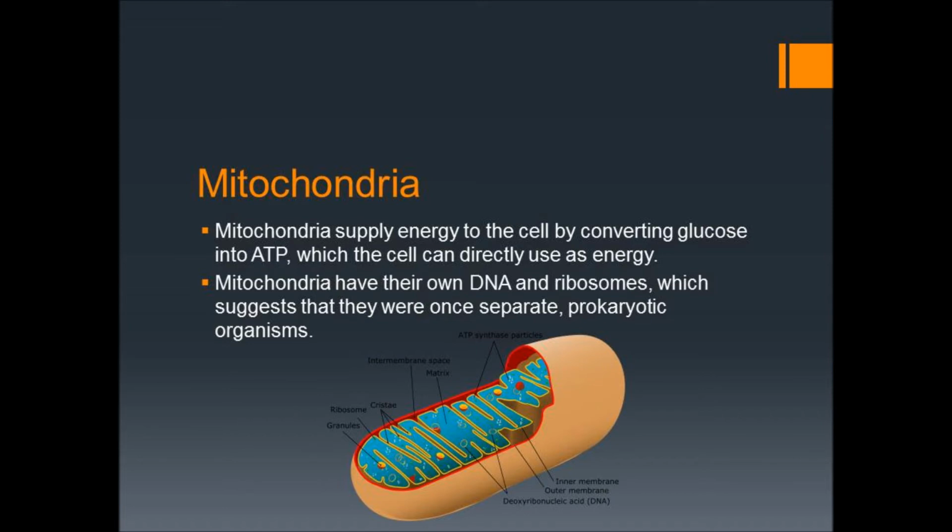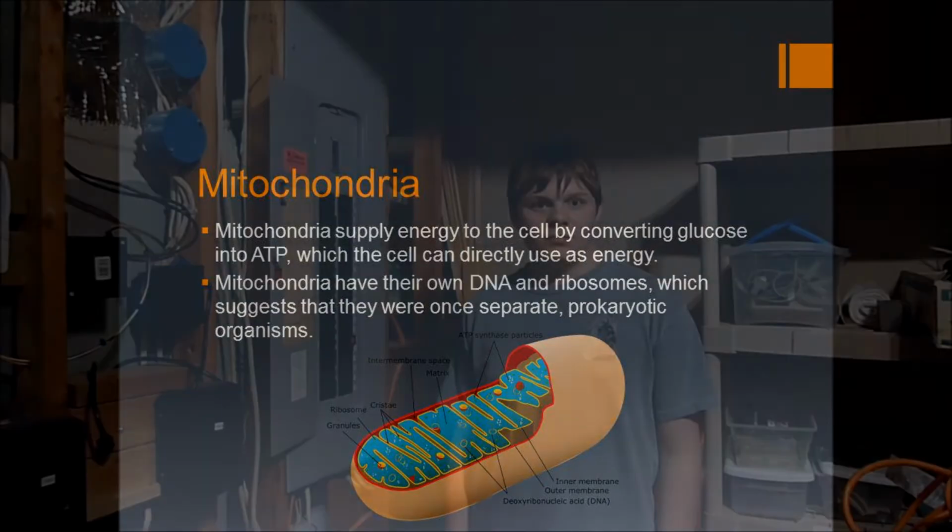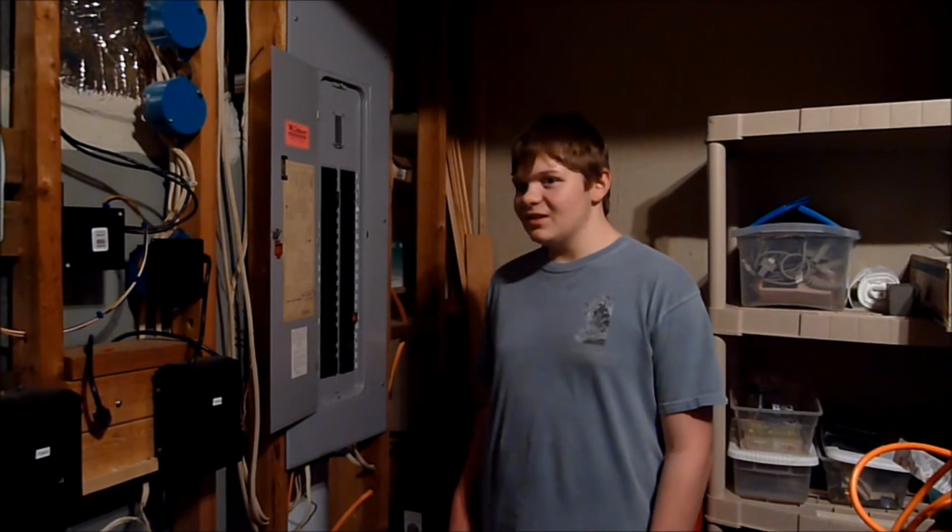Mitochondria supply energy to the cell by converting glucose into ATP, which the cell can directly use as energy. Mitochondria have their own DNA and ribosomes, which suggests that they were once separate prokaryotic organisms. Mitochondria supply energy to the cell, which is similar to the breaker box because it distributes energy throughout the house.